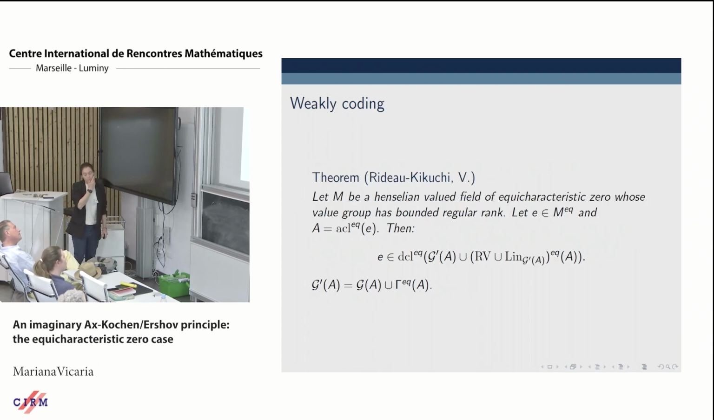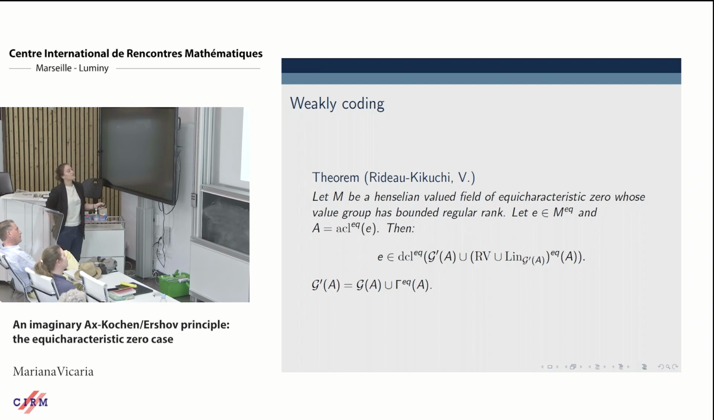Now I want to go through the weekly coding, right? That is sort of the entire point. So what is the idea? Always that you have a Henselian valued field of equicharacteristic 0 whose value group has bounded regular rank. If you pick up an imaginary element in EQ, and now we're going to look at the algebraic closure of that element that I'm going to name as A, then this imaginary is going to belong to the definable closure of all this set. So what is this?